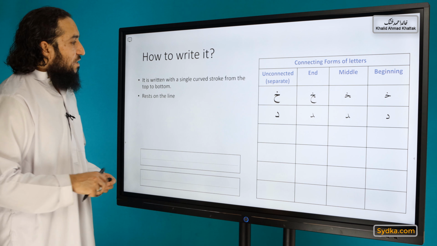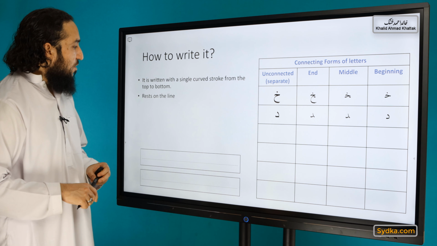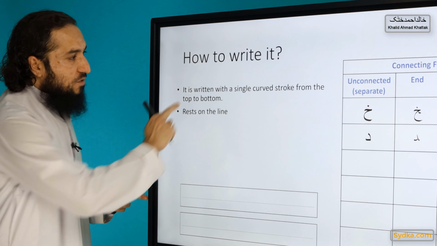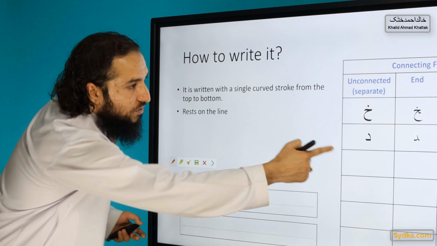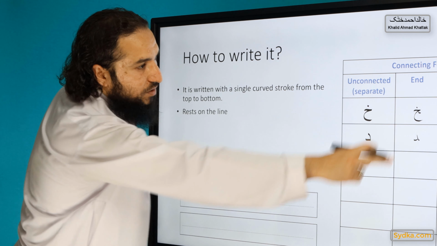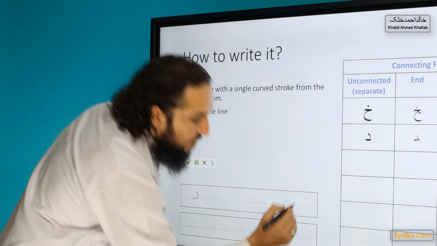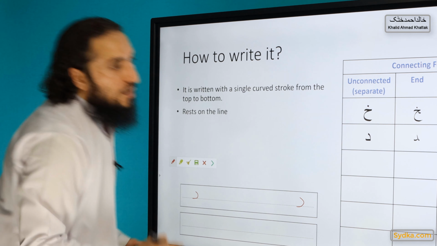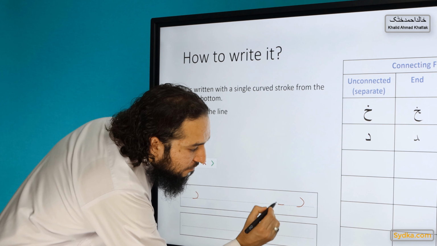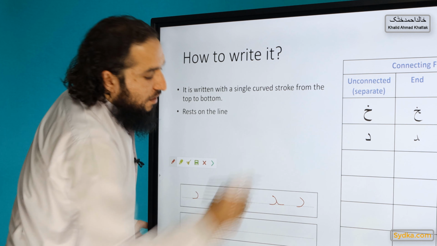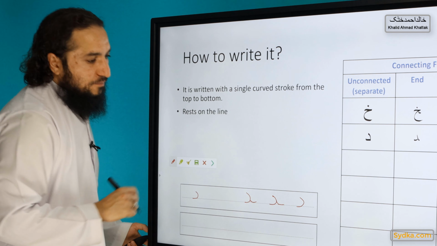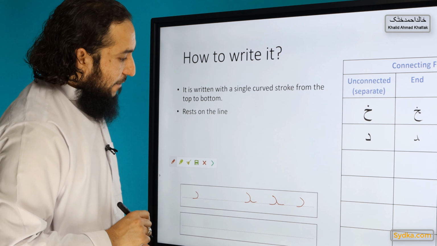So how to write it? It is written with a single curved stroke from the top to bottom, and rests on the line. Let me write it down and explain. It is written with a single curved line. If it's written on its own, it's like this. If it's written at the beginning, it's similar to that one as well, and it rests on the line. In the middle it's like this, and in the end it's the same as this one.